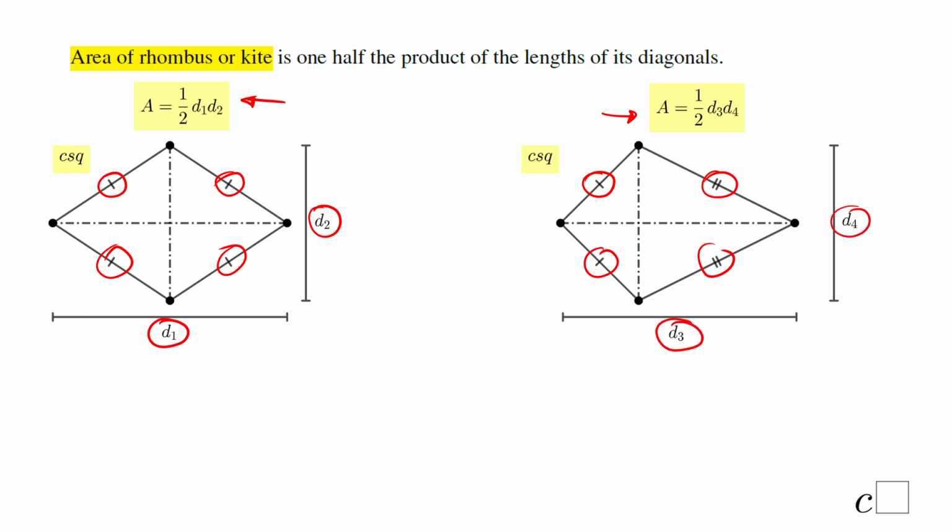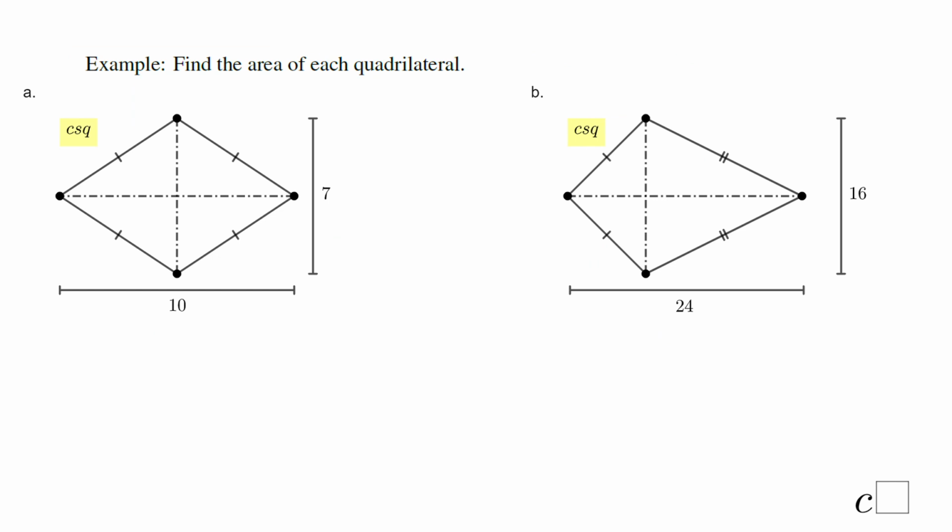So let's see this example. Find the area of each quadrilateral. First of all, the first one is a rhombus. Why is this one a rhombus? This is a rhombus because we notice all the sides are congruent. Okay, so basically now we're looking, this is one of the diagonals, this is the other one. Very simple problem, like I said. It's just 10 times 7 divided by 2.